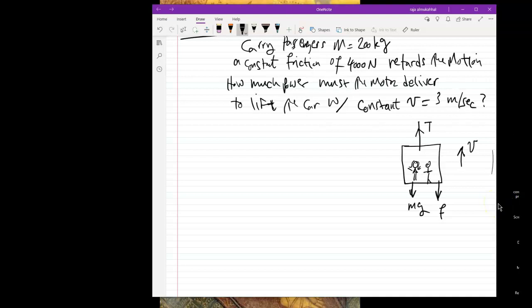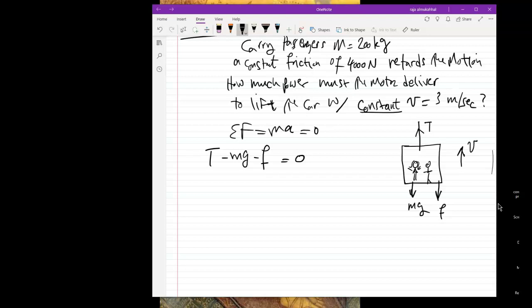I'm sorry, I wanted to say that I just want to use this problem to show you how to use power, but we're going to use the force method, okay? All right, so I'm going to use F equals ma. Of course, he said a constant velocity, so that means a is 0, right? There's no acceleration. Okay, so what are the forces? T minus mg minus the friction equals 0. Is that okay?